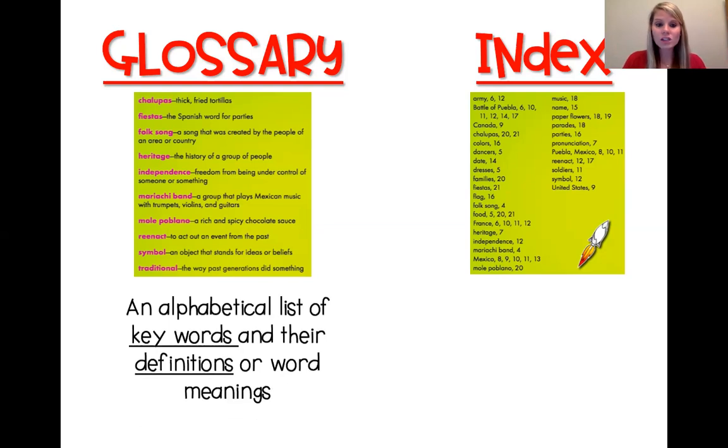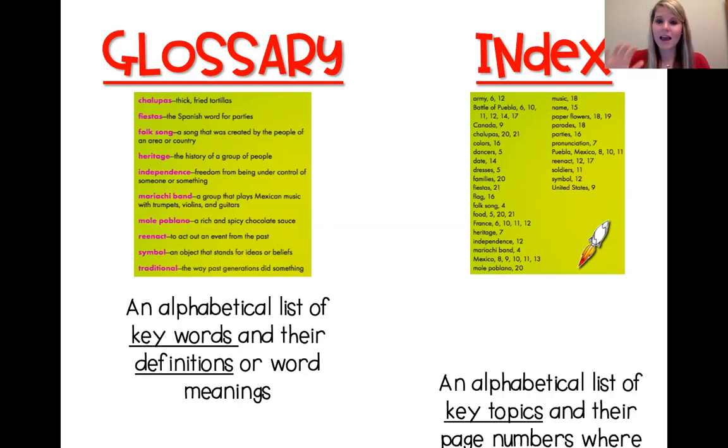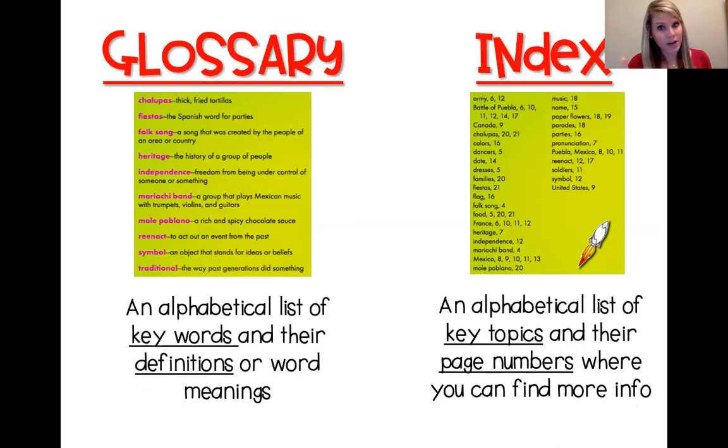So our glossary is in alphabetical ABC order, and it lists the key words and their definitions or meanings. And then the index, also in alphabetical order, is not key words, but key topics and their page numbers where you can find more info on them. Okay, so that's our main difference between our glossary and our index.